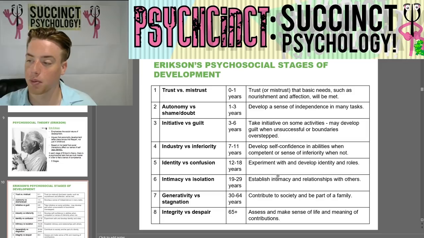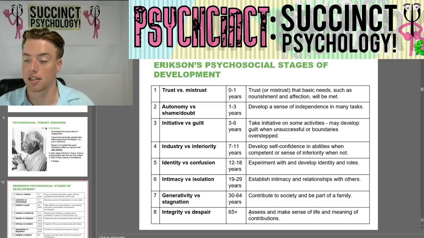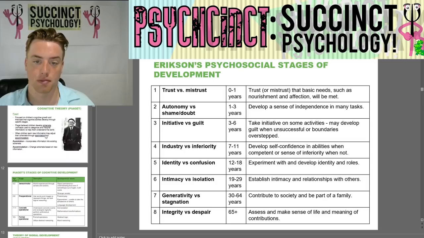6 is intimacy versus isolation, 19 to 29 years, establish intimacy and relationship with others. 7, generativity versus stagnation, 30 to 64 years, so contribute to society and be part of a family. And finally, we have 8, integrity versus despair, 65 plus, assesses and makes sense of life and meaning of contributions.